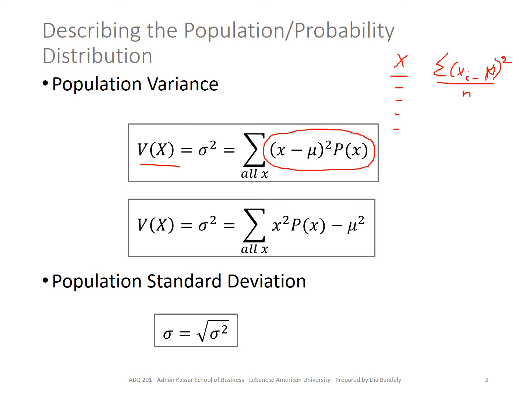So either we use that if you want to use the columns, or we simply use this equation where we multiply the square of every value by its probability, and then we sum up all these, right? And then we subtract the squared average, which we get as we learned from the previous slide. And of course, the standard deviation is very straightforward. All we do is take the square root of the variance that we get in either of these two formulas.